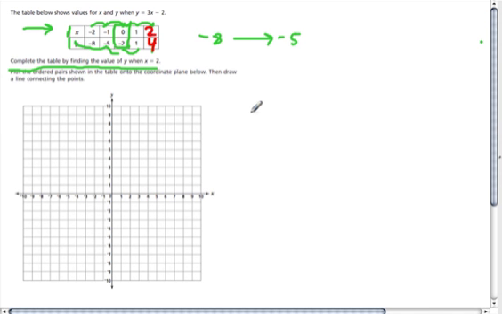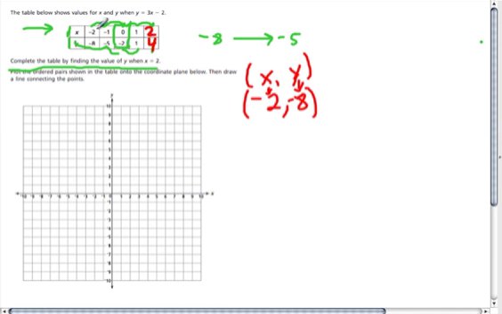So the ordered pairs are just the numbers that are listed in the table. So at first we have -2 and -8. And since -2 is listed in the x row, that's the x ordinate. And since -8 was listed in the y row, those numbers represent the y value of our coordinates. So these are called ordered pairs because we know it's always x and then y.